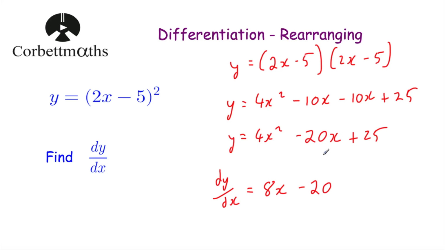Because remember, if you differentiate something such as 10x, you get 10. 8x, you get 8. Minus 5x, when you differentiate it, you get minus 5. Minus 20x, when you differentiate, you're just going to get that minus 20. And then that's it actually, because now if you differentiate 25, you get 0. Whenever you differentiate constants, you get 0. So that's it. dy by dx is equal to 8x subtract 20. And that's it. Okay, let's look at our next question.